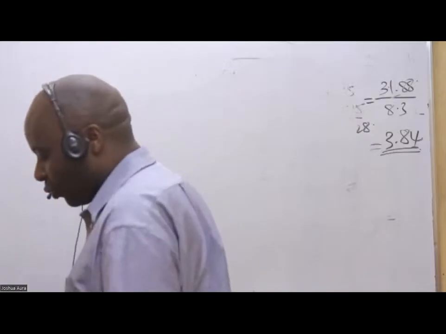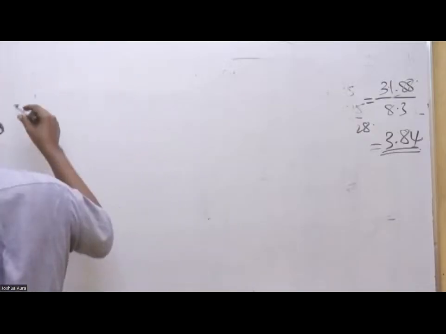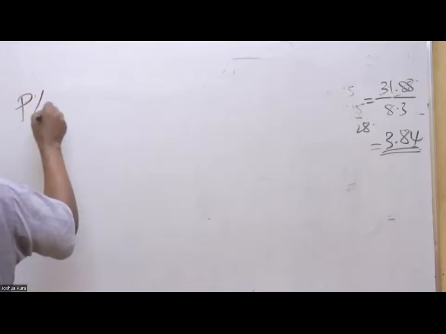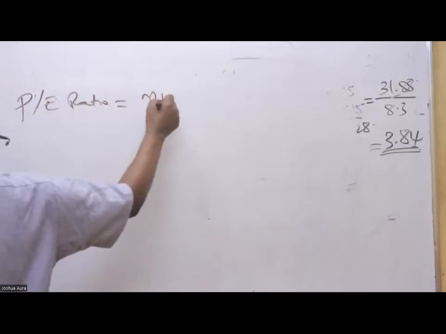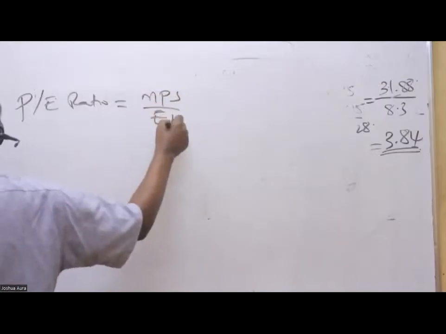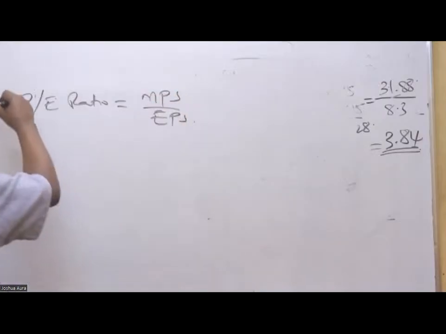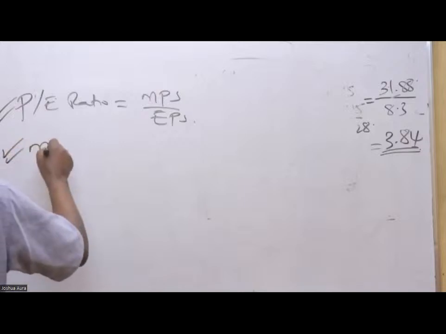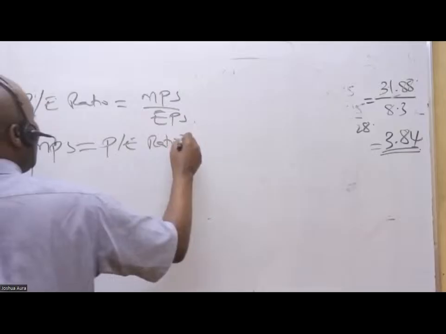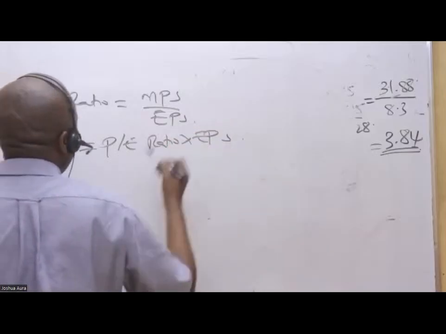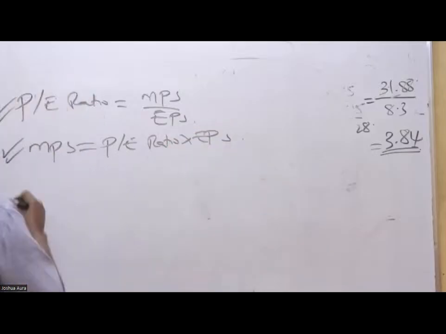It's very easy because of this. Remember, for you to be able to get the PE ratio, how do we get the PE ratio? It is MPS over EPS. So when they tell me to make MPS the subject of the formula, MPS will be PE ratio times EPS.